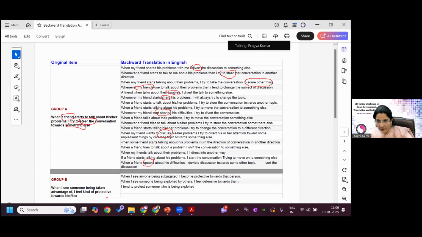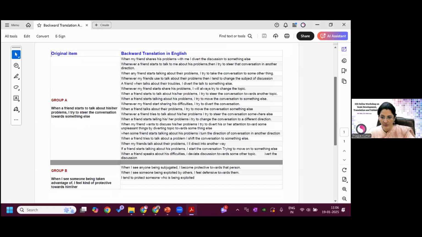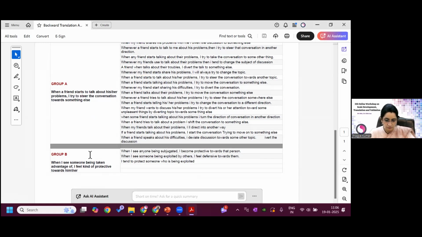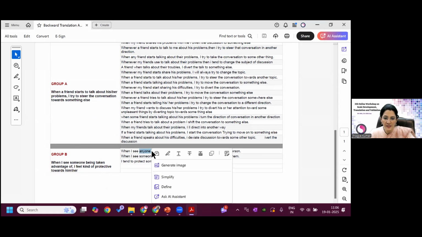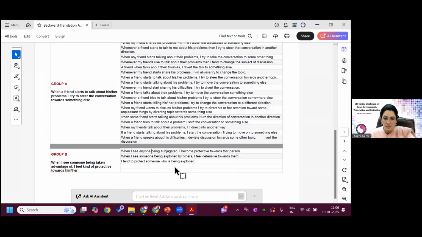Coming to group B, I think on the second question, many people have done it. Group B: when I see someone being taken advantage of, I feel kind of protective. Here they have written "when I see anyone." So there is a difference: here it is anyone, and here it is someone. Again, being subjugated, I become protective towards that person. Whenever I see someone being exploited by others, I feel defensive.